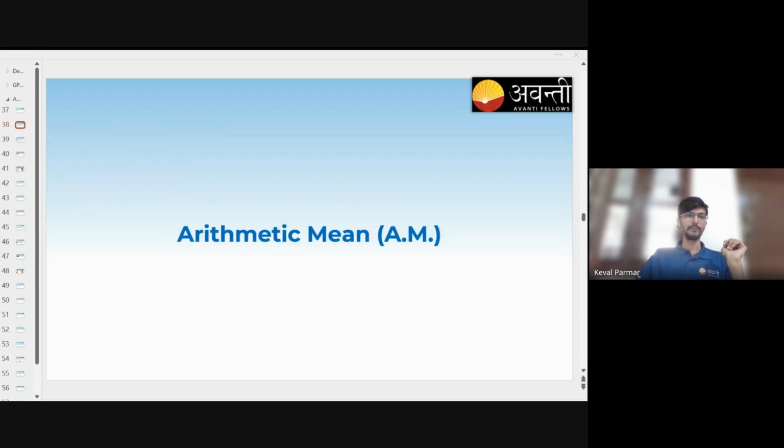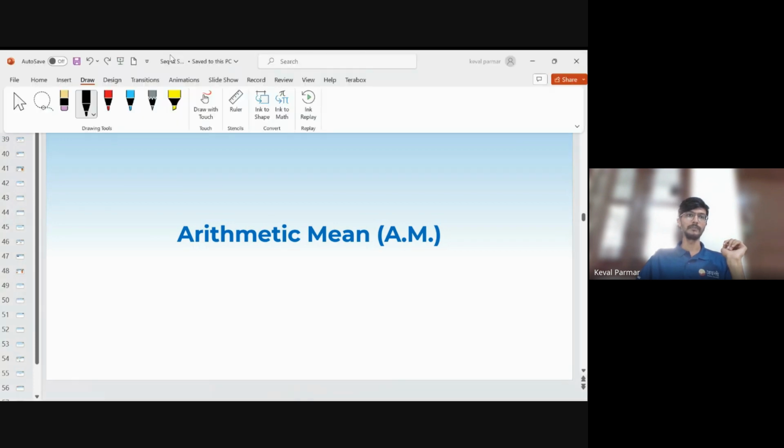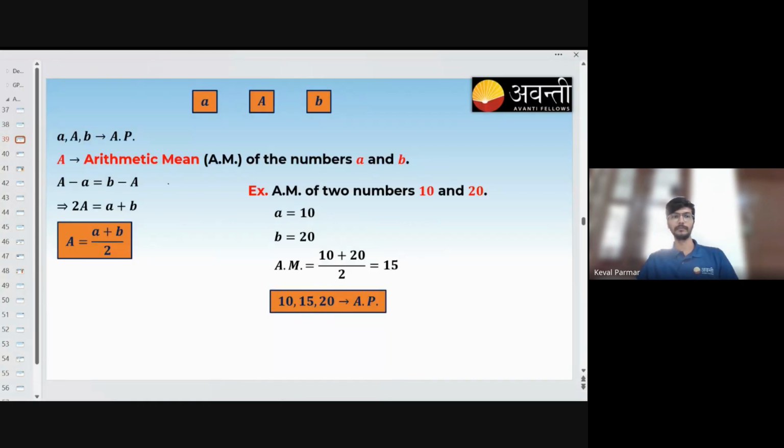So first is our arithmetic mean. Now, what is meant by arithmetic mean? As you can see, here are two numbers, A and B, and capital A is a number between A and B. So that means we can say A, capital A and B are in AP. If three numbers are in AP, then the center number, here capital A, is called the arithmetic mean of numbers A and B.